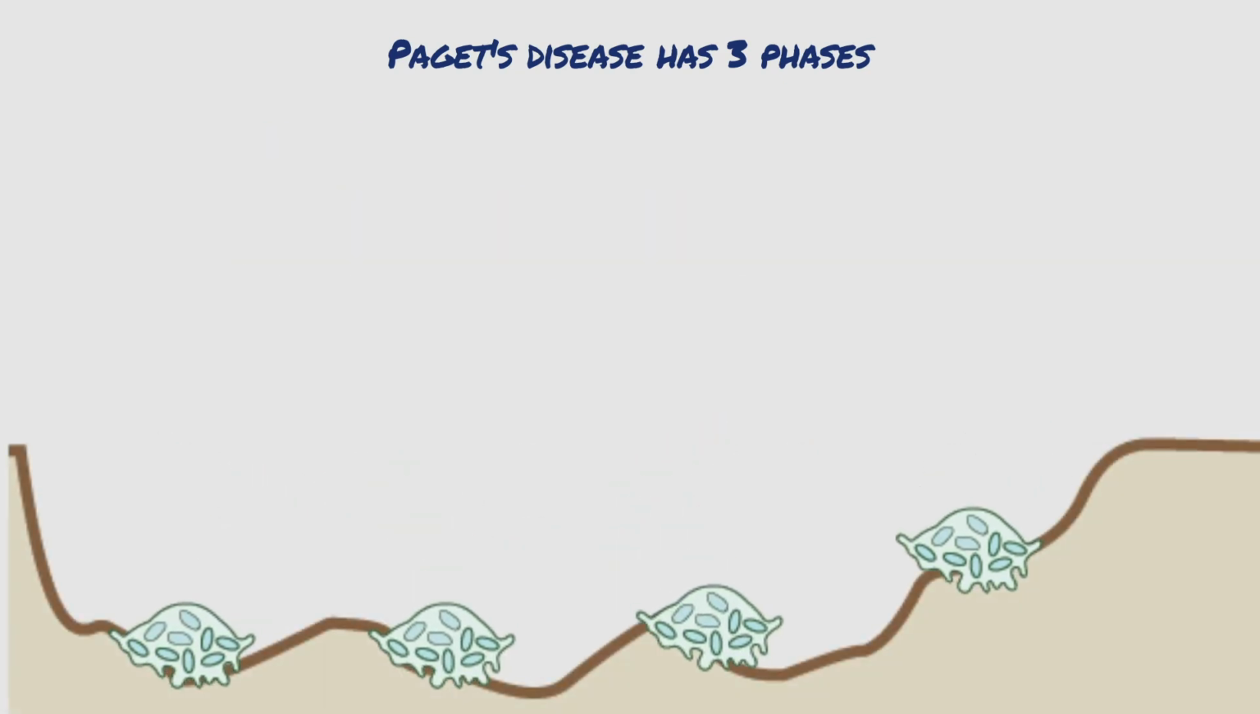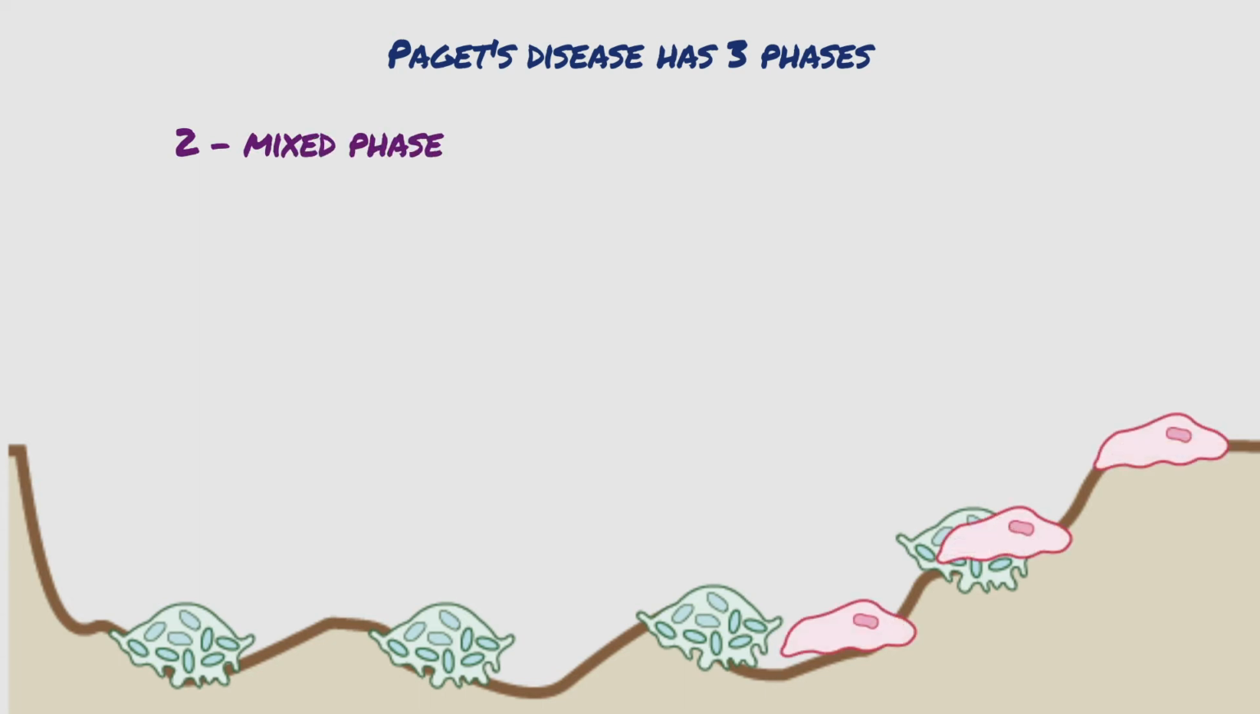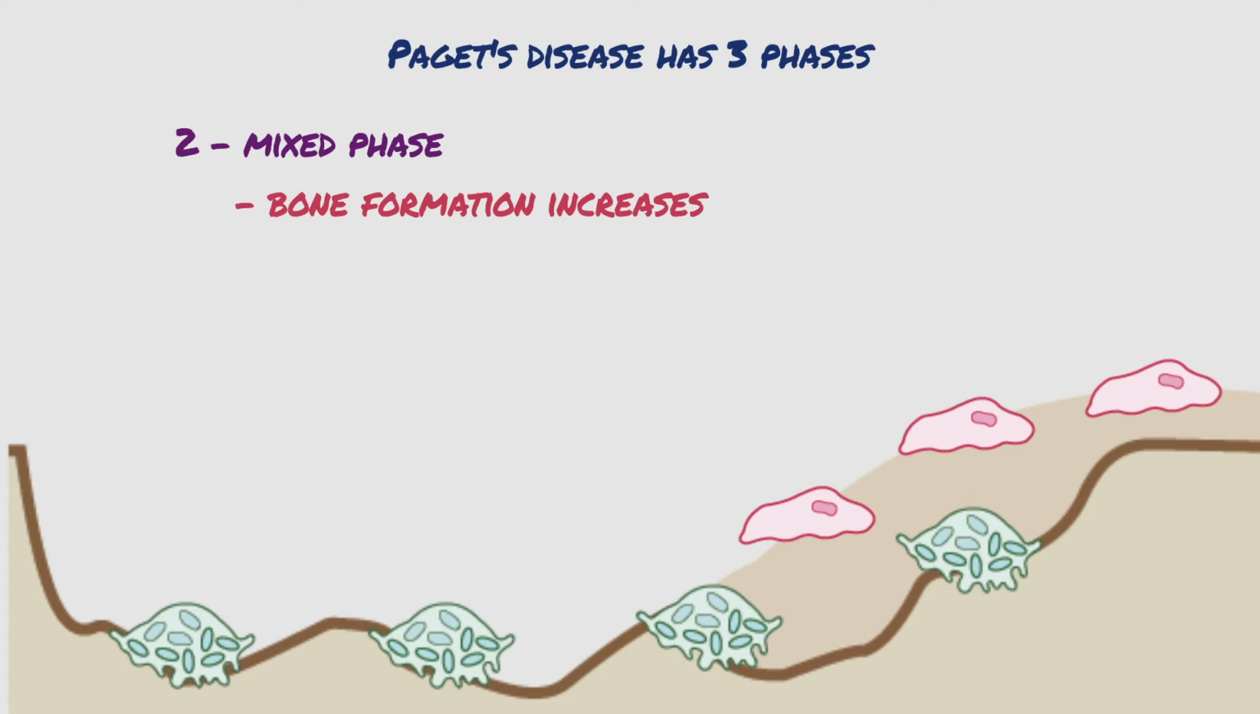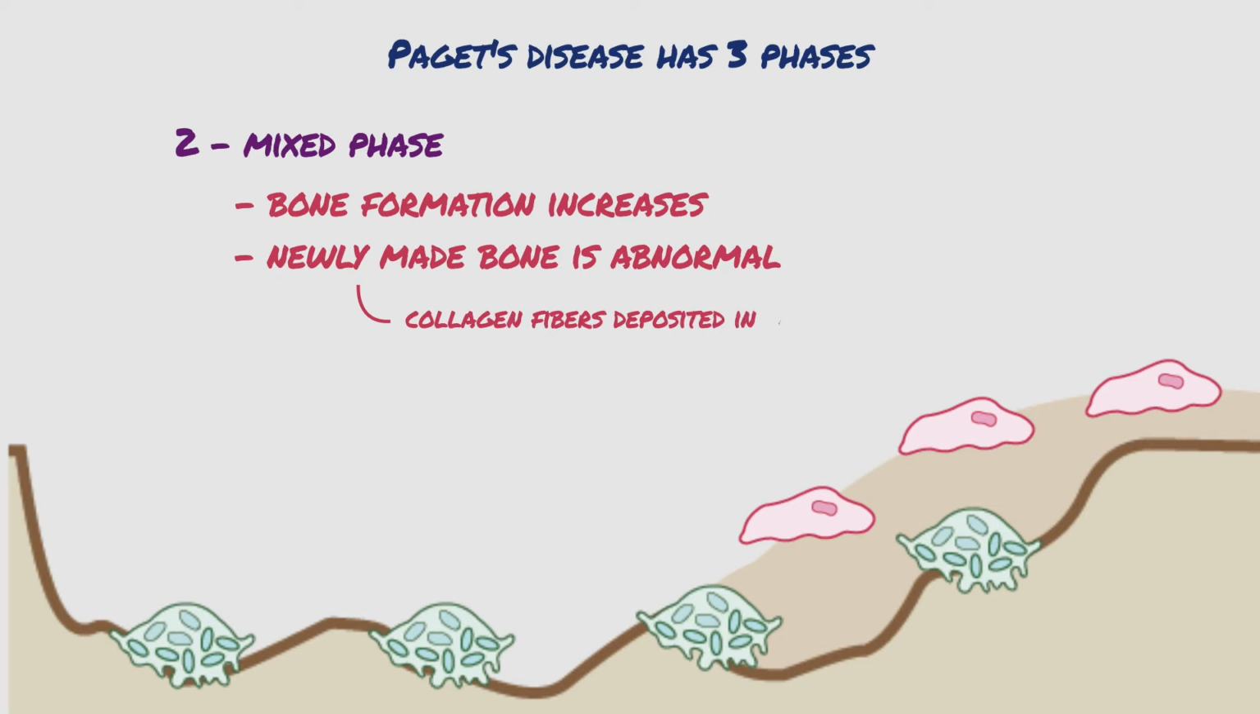The second phase is the mixed phase. The mixed phase is characterized by rapid increases in bone formation from numerous osteoblasts. Although increased in number, the osteoblasts remain morphologically normal. However, the newly made bone is abnormal because collagen fibers are deposited in a haphazard fashion rather than linearly, as with normal bone formation.